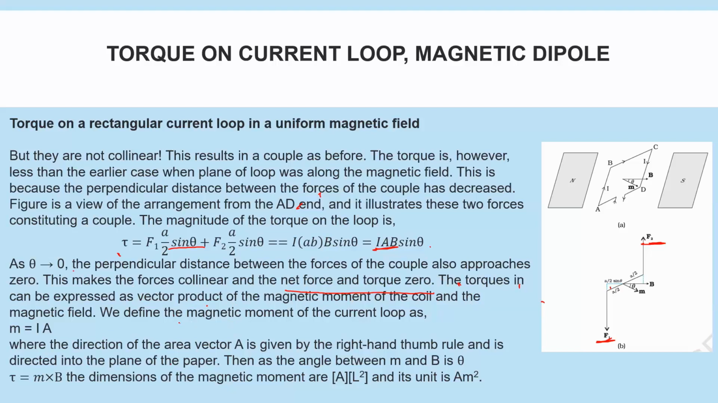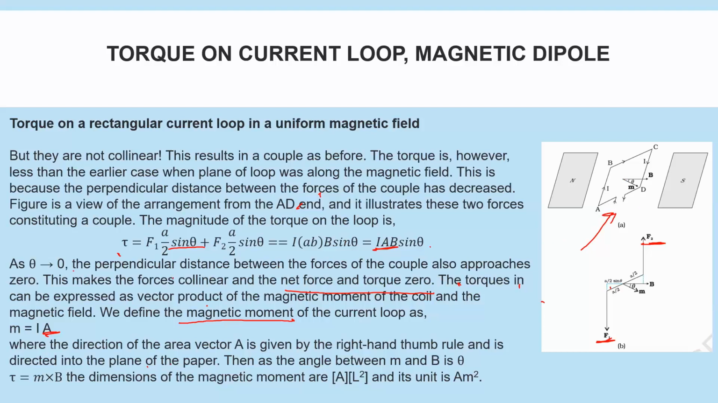Then we can also define a magnetic moment of such a current loop. That is going to be given as I into A. So what is A? It is the area vector of the rectangular loop, and the direction of the area vector can be given by the right hand thumb rule. Over here it is directed into the plane of the paper.